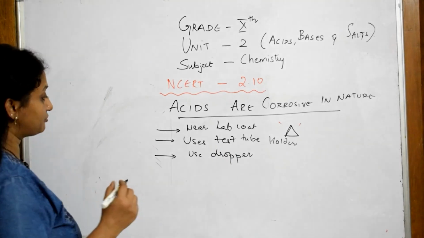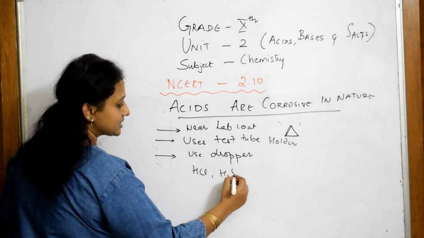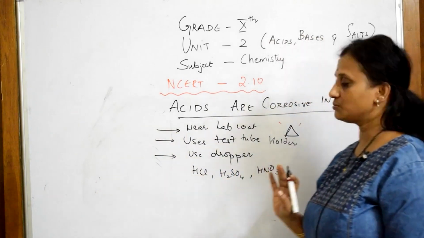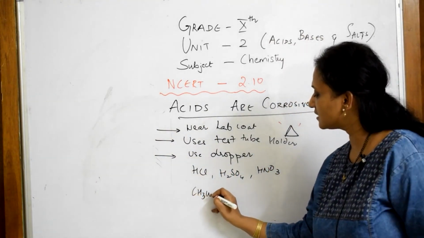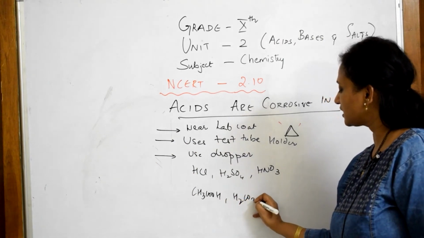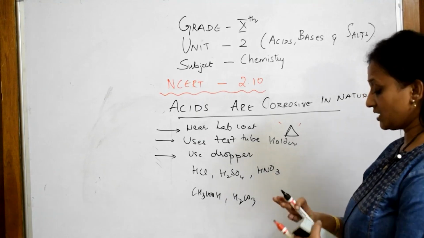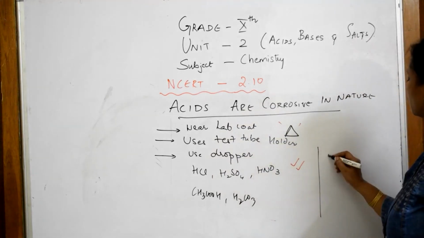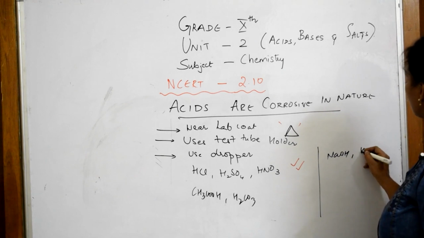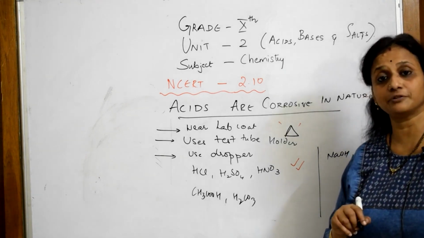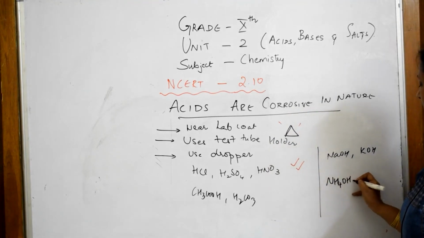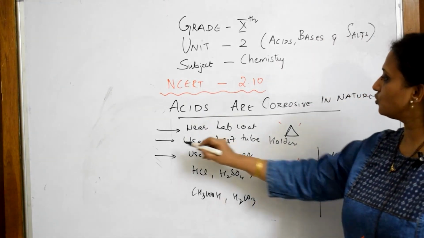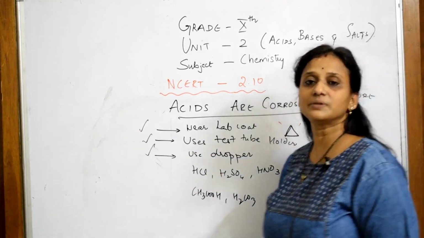What are the different acids which you should be careful with? HCl compulsory, sulfuric acid compulsory, nitric acid compulsory. Acetic acid, okay, little bit dilute, but you need to be careful. Acetic acid, CH3COOH, comes into the dilute category. Carbonic acid also comes into the dilute category. So you need to be very, very careful and observe this. If I have to take a base, sodium hydroxide, potassium hydroxide, these are strong bases, you need to be very careful. Ammonium hydroxide, calcium hydroxide, all these are weak, but you need to follow the first, second, third important measures.